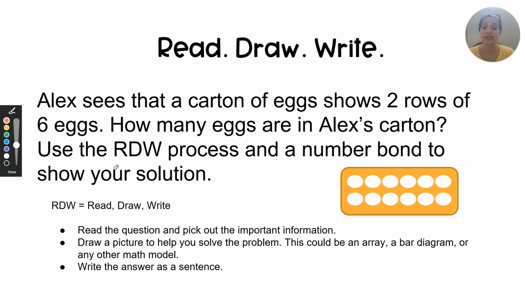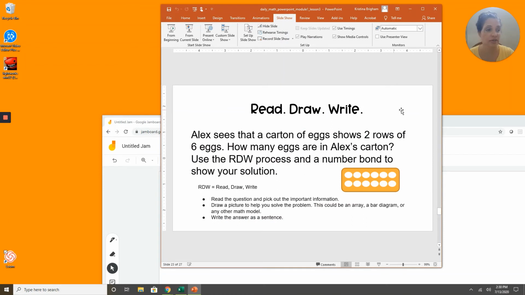Next, it says use the RDW process, that's read, draw, write, and a number bond to show your solution. So here I'm at the draw a picture step, and it's telling me to draw a number bond to show my solution. Let's go to our Jamboard. If you have access to Google at home, you can do this too.